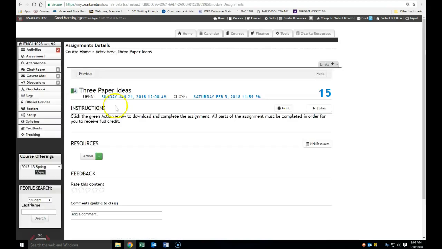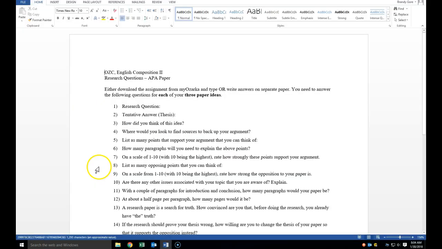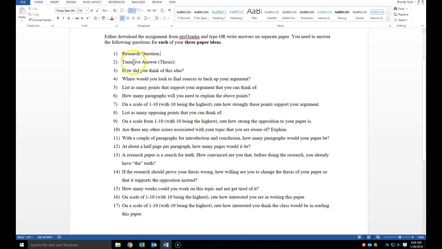So if you'll click on the 3-paper ideas, you can download it. It says either download the assignment from Miles Ark and type or write answers on separate paper. Well, obviously this is for my, I also use this in the classroom. You guys are going to copy and paste this 3 times, and you're just going to type your answers in. So you have to answer the following questions for each of your 3-paper ideas. So you will repeat this 3 times.